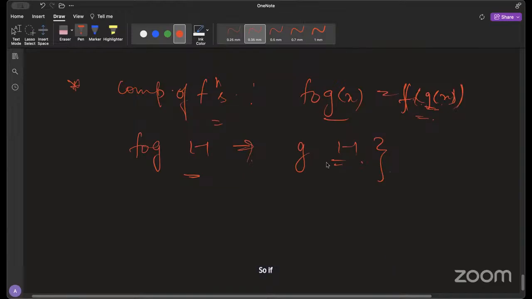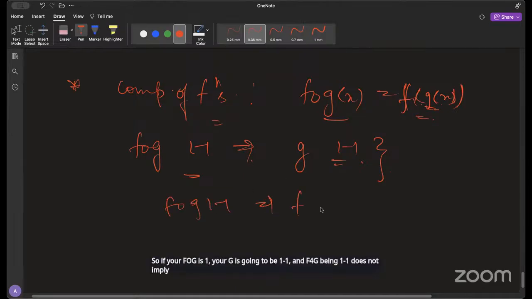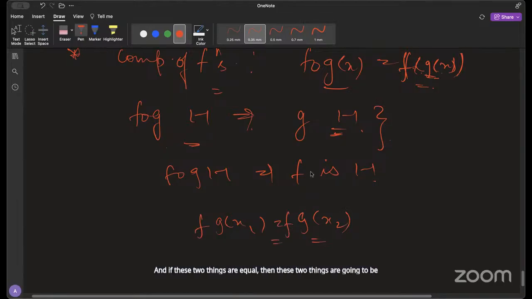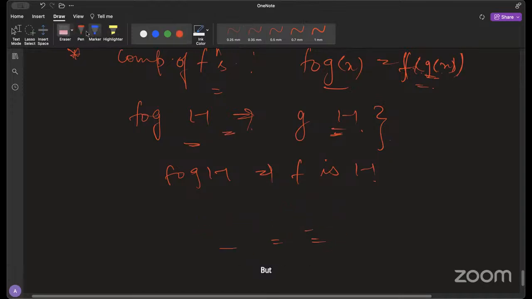So if your f∘g is 1-1, your g is going to be 1-1, and f∘g being 1-1 does not imply that your f is 1-1. It's simply because if your g is not 1-1, then you'll have the same value for different x, and then f∘g is not 1-1 either. But if your f∘g is 1-1, this does not imply that your f is 1-1. Your f might not be 1-1, and your f∘g can still be 1-1.